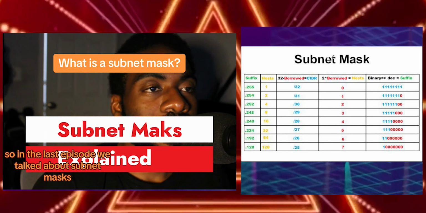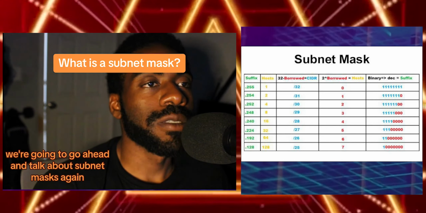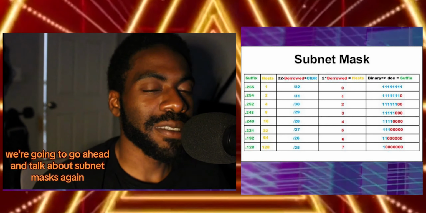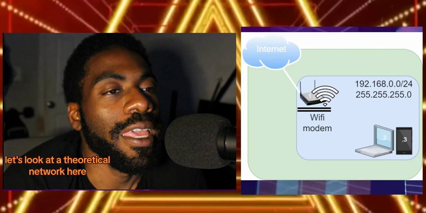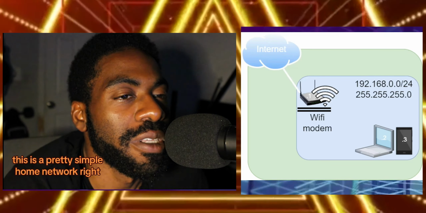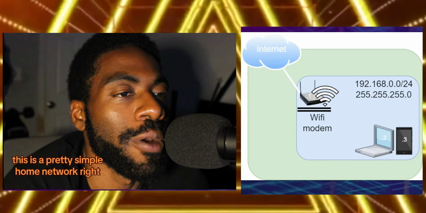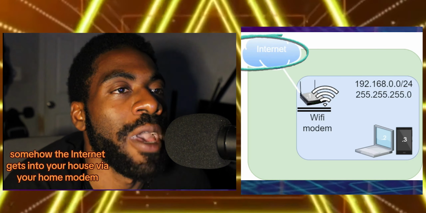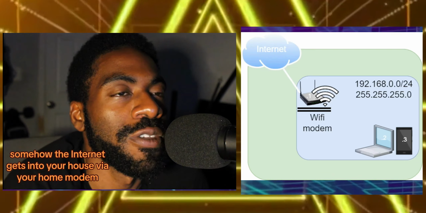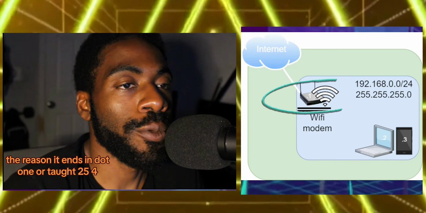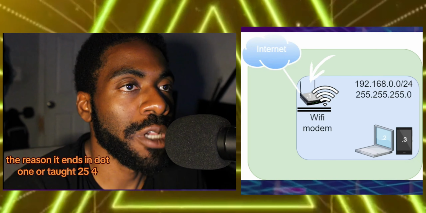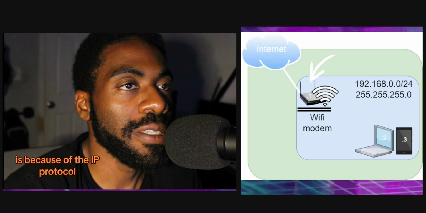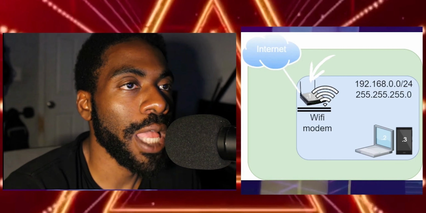So in the last episode we talked about subnet masks. We're going to go ahead and talk about subnet masks again. Let's look at a theoretical network here. This is a pretty simple home network, right? You have the internet. Somehow the internet gets into your house via your home modem. The reason it ends in .1 or .254 is because of the IP protocol.